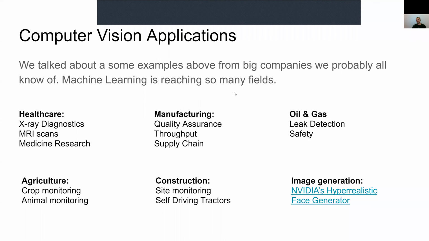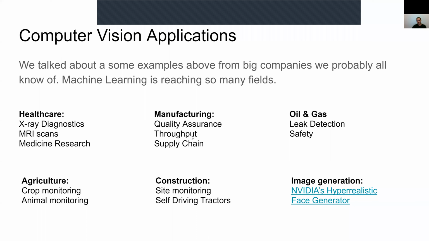But one thing I really like about computer vision is that there are so many interesting industries actually using it right now with really cool applications. Some of these you might not have thought of before, like healthcare, like I mentioned: X-ray diagnostics, MRI scans, medicine research. Manufacturing: this is actually how I got into computer vision in the first place several years ago, building something to do quality assurance on a really complicated part. I used computer vision to do that, which is really cool.